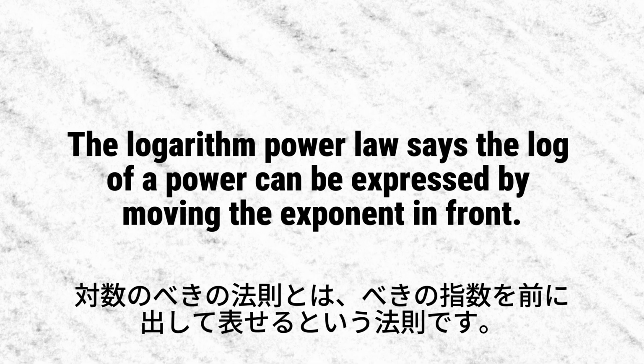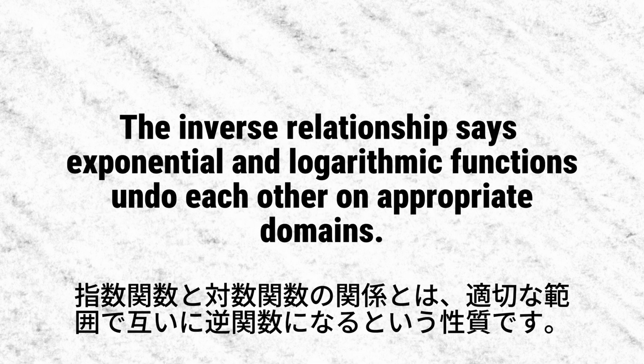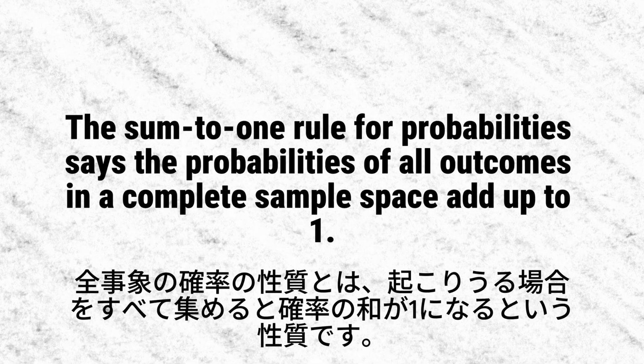The logarithm power law says the log of a power can be expressed by moving the exponent in front. The change of base rule says a logarithm can be converted to another base using a ratio of logs. The inverse relationship says exponential and logarithmic functions undo each other on appropriate domains. The sum-to-1 rule for probabilities says the probabilities of all outcomes in a complete sample space add up to 1.